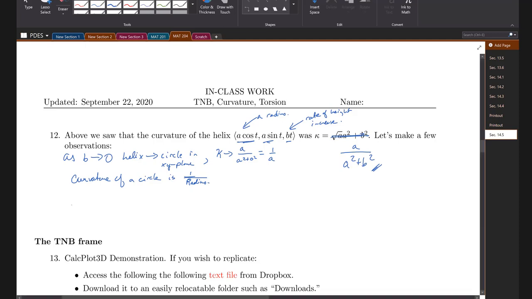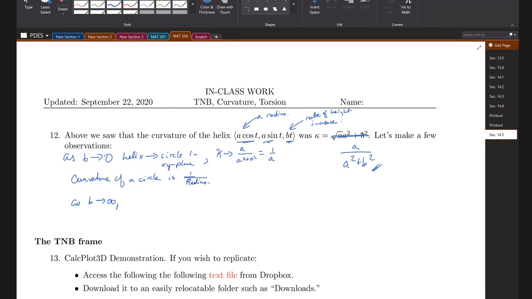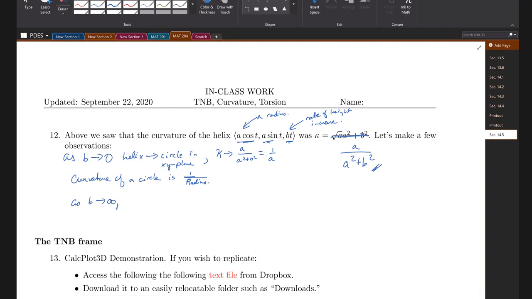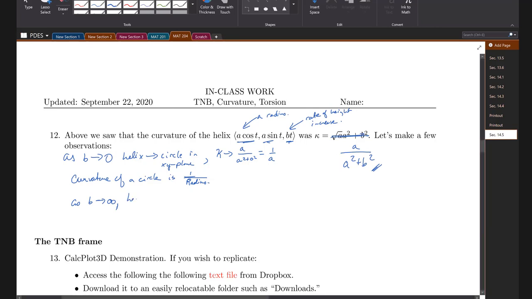Well, I could maybe say some other things, but let's say as b approaches infinity, what does that mean for this helix? Yeah, the helix begins to more and more approach a line, because it's rising up so quickly that the oscillation that occurs with a cosine t and a sine t doesn't have as much of an effect as we head upwards, right? We'd have to go quite a bit further upwards to have actually moved over. And so the helix is going to approach a line.